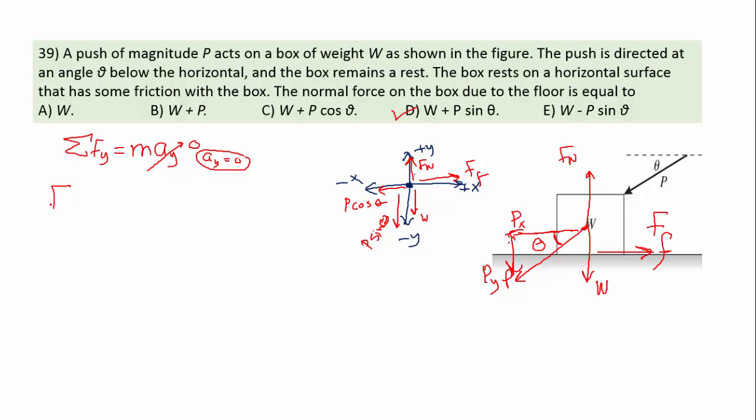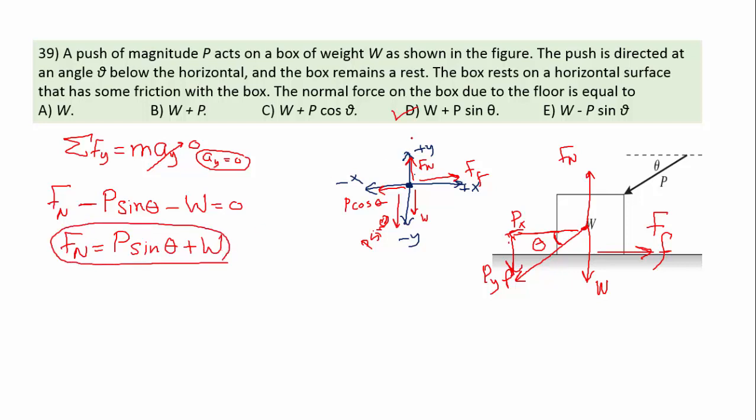We have the normal force in the positive y, and then we have P sine theta and the weight in the negative y. So this is minus P sine theta minus the weight equal to 0, which means that the normal force is equal to P sine theta plus the weight. And this is basically answer D, W plus P sine theta, or P sine theta plus W.